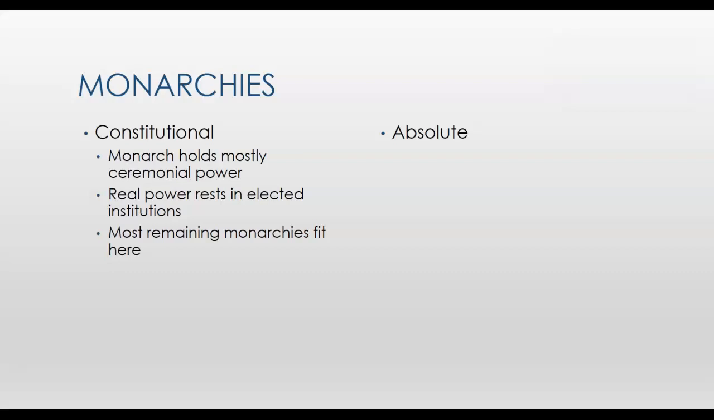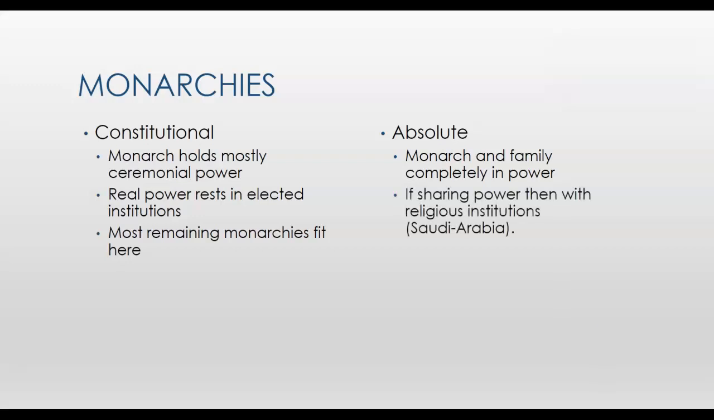Now, most of the remaining monarchies in the world fit in this model of a constitutional monarchy. And then we have absolute monarchies. In an absolute monarchy, the monarch and family have complete power over the country, both the ceremonial and the executive. The day-to-day governing power is held by the monarch and the royal family.